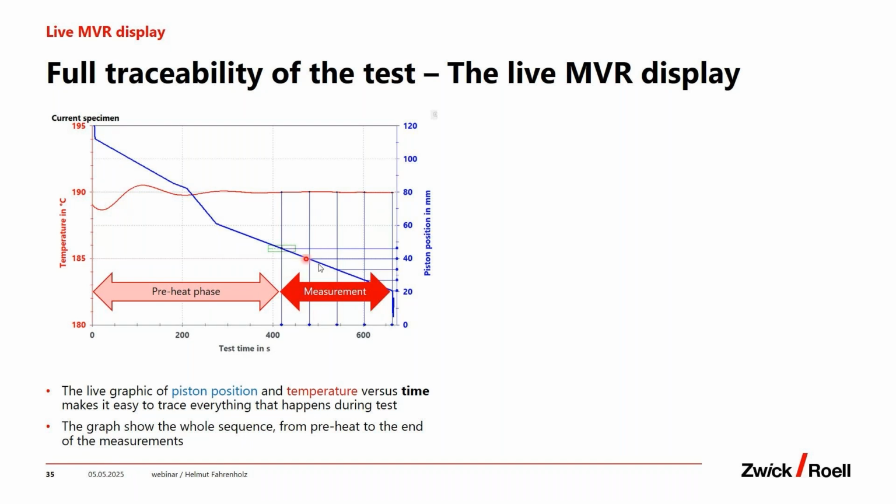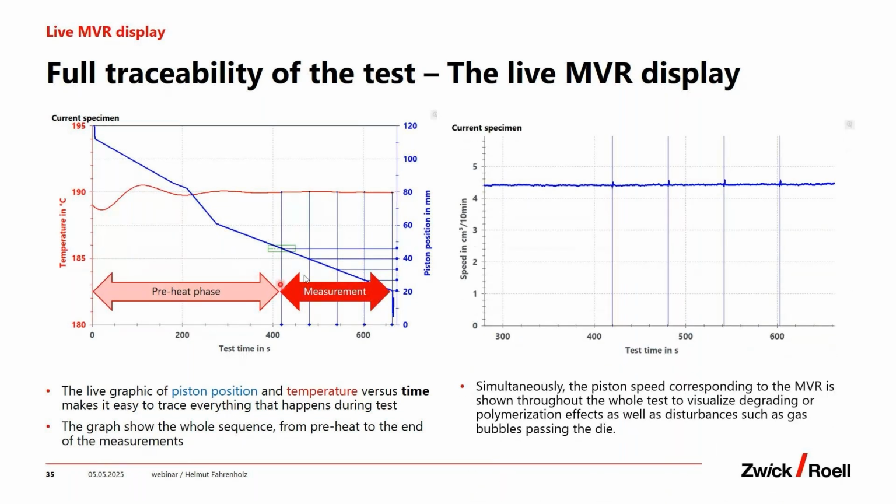When we are able to show this diagram, sure, we are also able to show the speed. The piston speed, as I showed before, can directly be converted into cubic centimeters per 10 minutes, which corresponds to the MVR value. Then you get a diagram like this. Here, this is a polypropylene, so the material has no degradation, no uptake, nothing, and you get a straight line. But if you have a material that reacts at the melt temperature, then you will see curves that go up or go down.